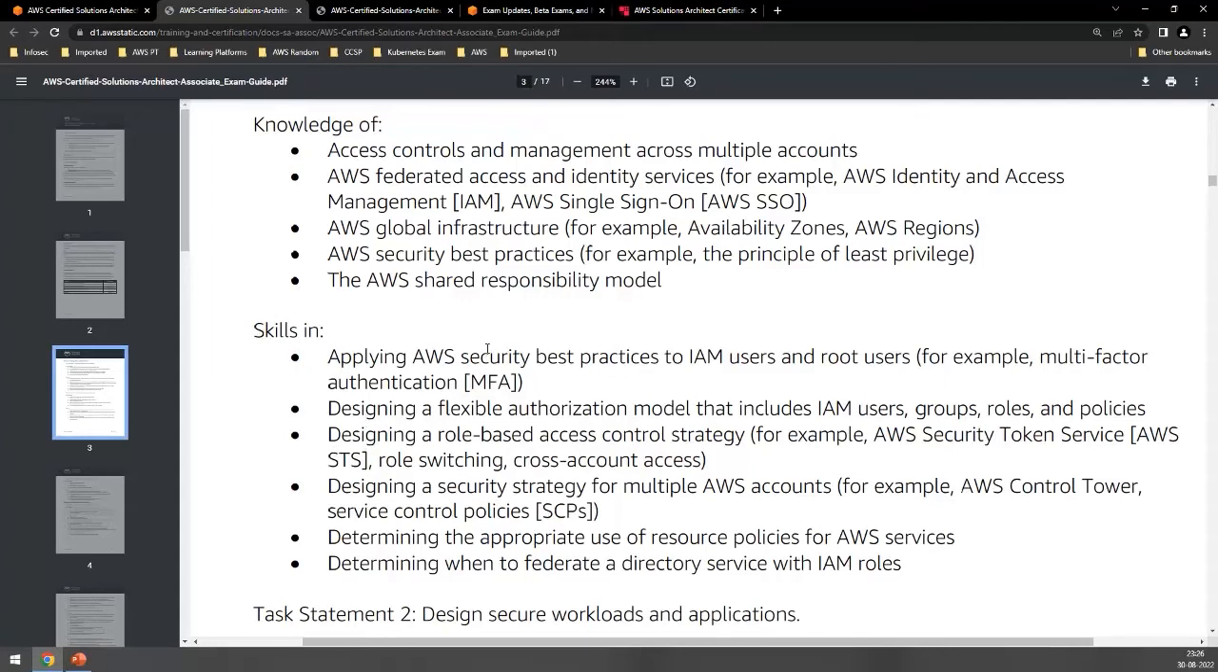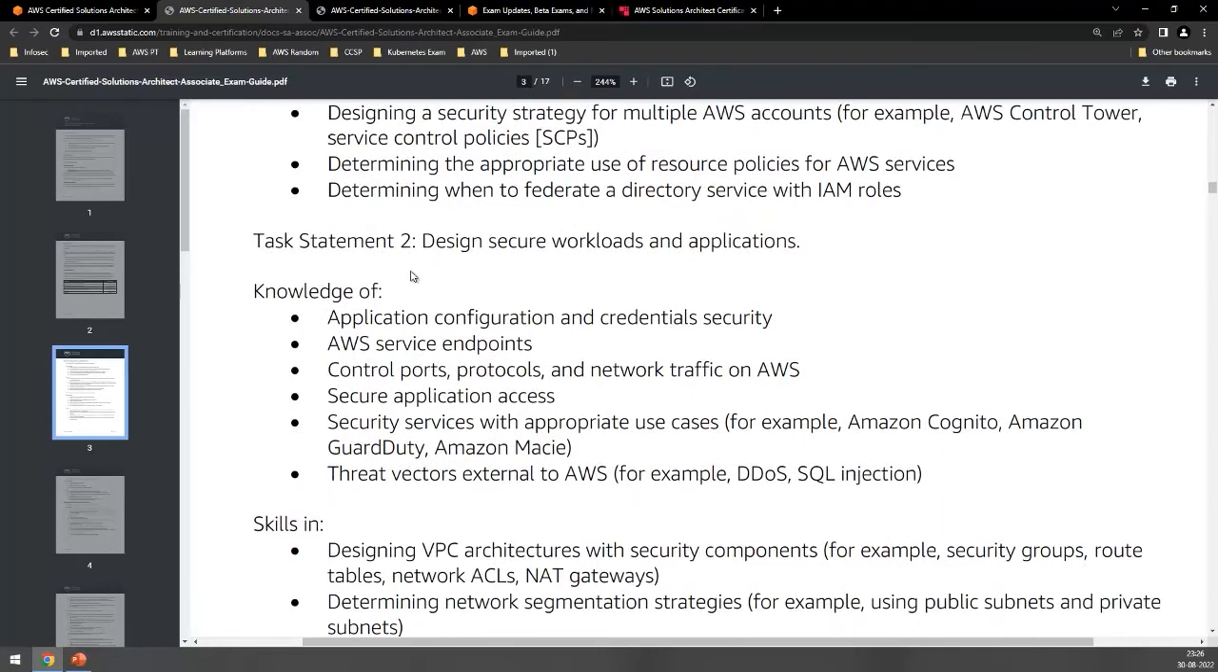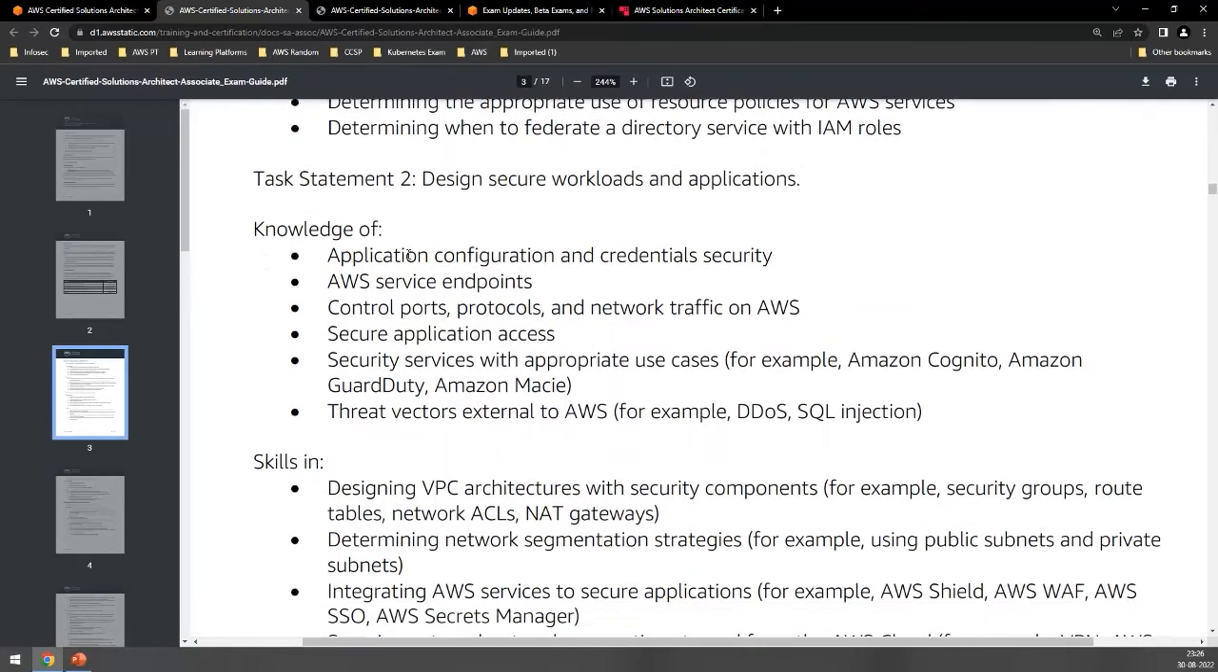Then, team, we have task statement 2, design secure workloads and applications. Here we have knowledge of application configuration and credential security. This is a very important thing. When talking about secure workloads and applications, what do you mean by workload? It can be anything: your servers, your databases, your storage, or whatever it is.